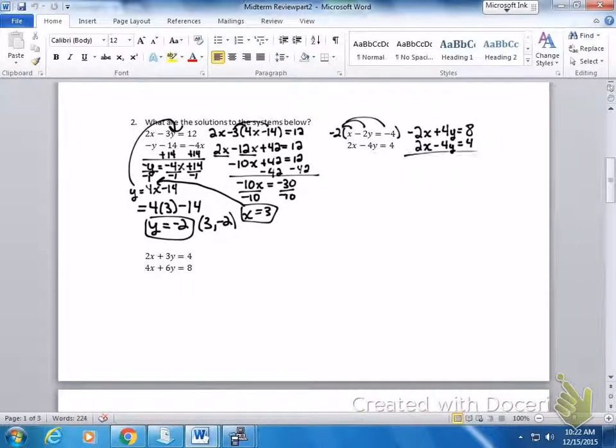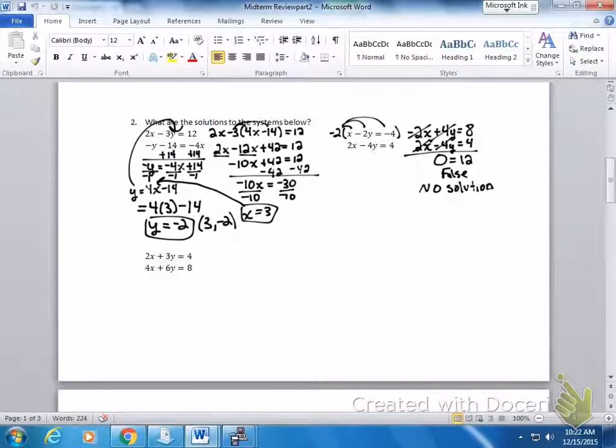And now let's add those together. Negative 2x plus 2x cancels out. Positive 4y minus 4y cancels out as well, meaning I have 0 on the left side. And 8 plus 4 is 12. Well, 0 does not equal 12. That's a false statement. So the answer is no solution. So if you get two numbers that don't equal each other and it's false, then the answer is no solution.